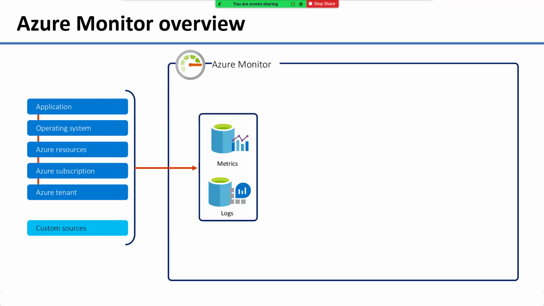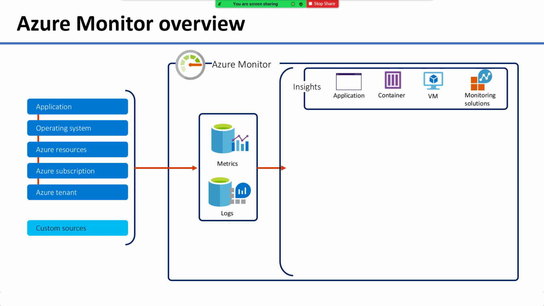Azure Monitor collects all these logs in two formats. All these resources will either generate metrics, or simply logs, or they can generate both types of logs. Azure Monitor helps you to analyze these two types of logs, metrics and logs, by using insights. Insights can be used to get a deep insight into your applications, your containers, your virtual machines.